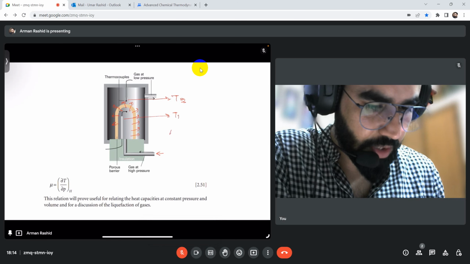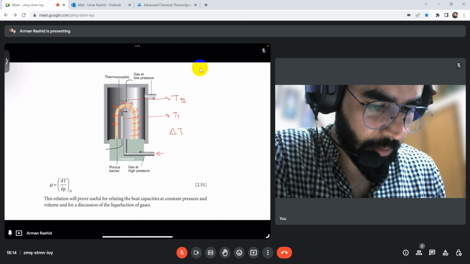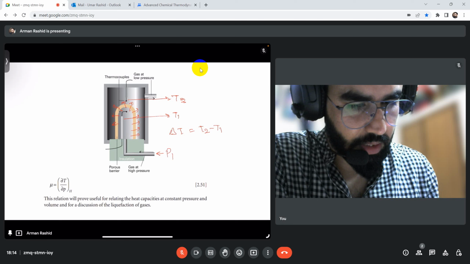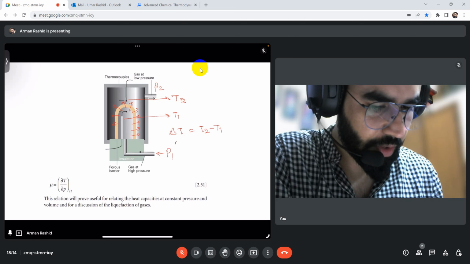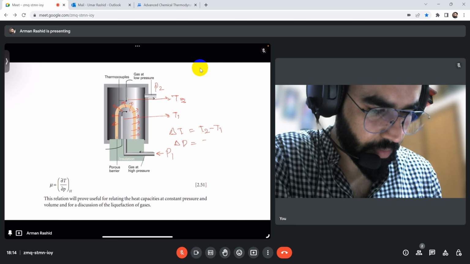Now we know the temperature difference. That means delta T has to be equivalent to T2 minus T1. Since we know the temperature difference between these two, and I know the pressure that we have been given, that is P1 and this is P2, now we know delta P, P2 minus P1. From that process we can determine the Joule-Thomson coefficient, that is given by the change in the temperature per unit change in the pressure in an isoenthalpic process.